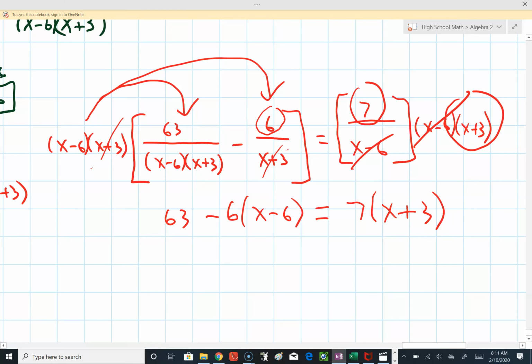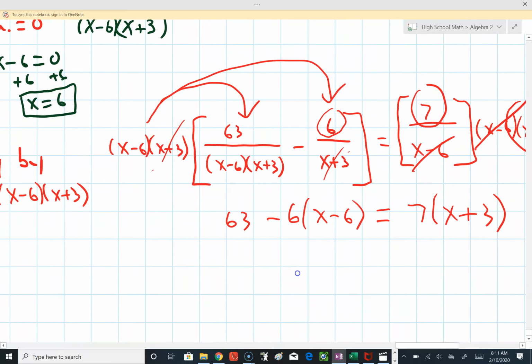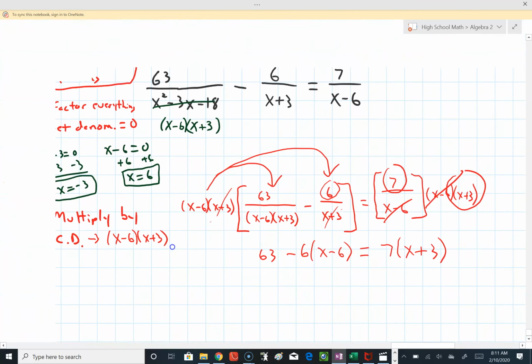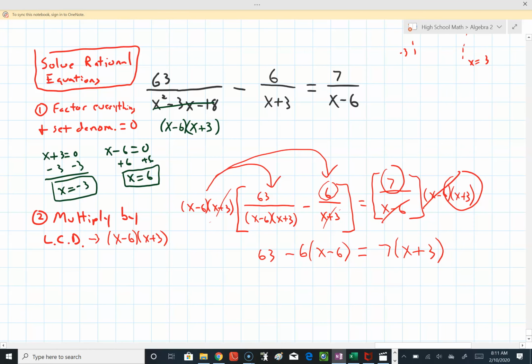Now, we took that terribly filthy original equation. That original equation had fractions everywhere. It had a quadratic. It looked horrible. And now we have this very nice equation with no fractions. We have simplified this problem substantially.